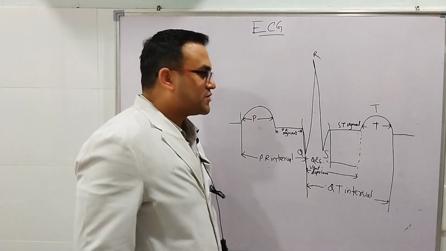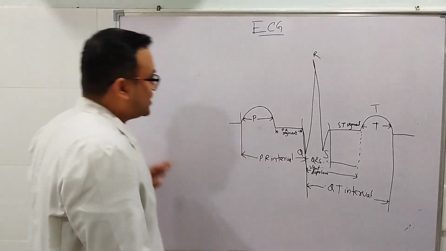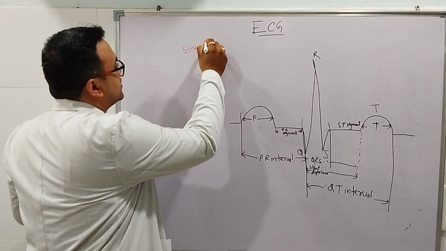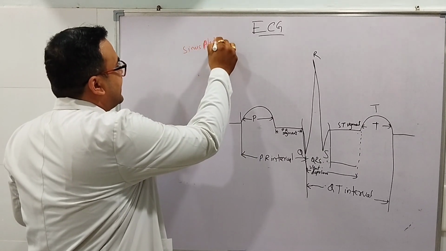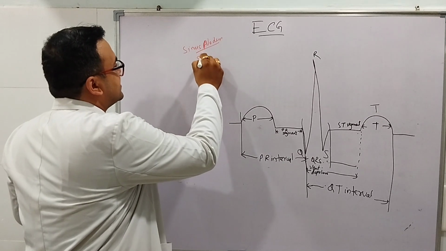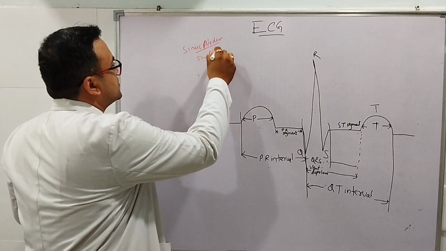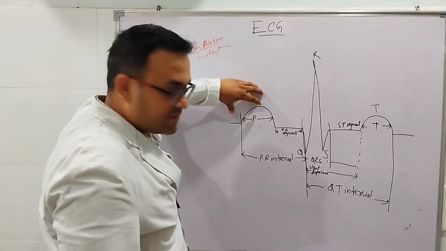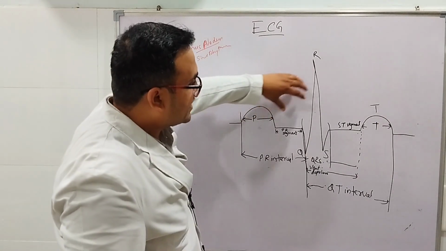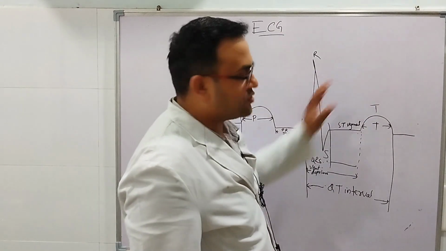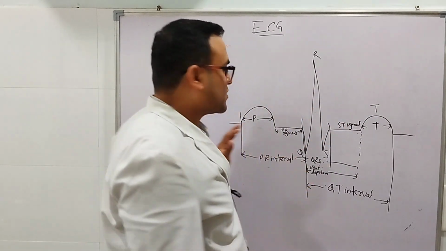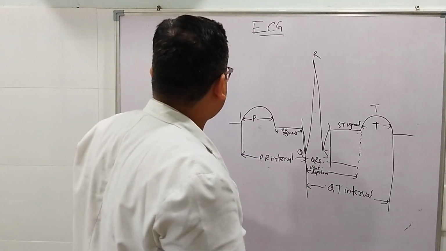Now we come to the rhythm of the ECG. Okay, so when the sinus node, the sinoatrial node, is firing, we call this sinus rhythm. And in sinus rhythm there will be a P wave followed by QRS and then T. So this is how we get a sinus rhythm. This is the normal sinus rhythm.